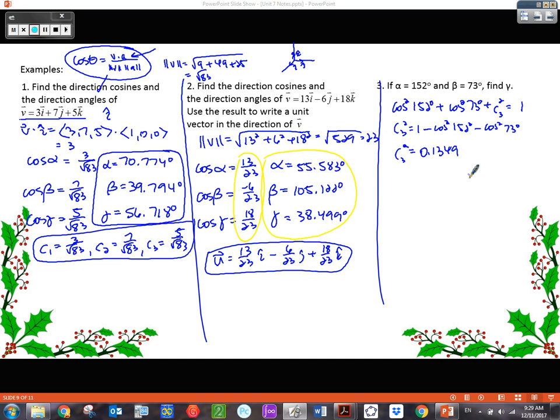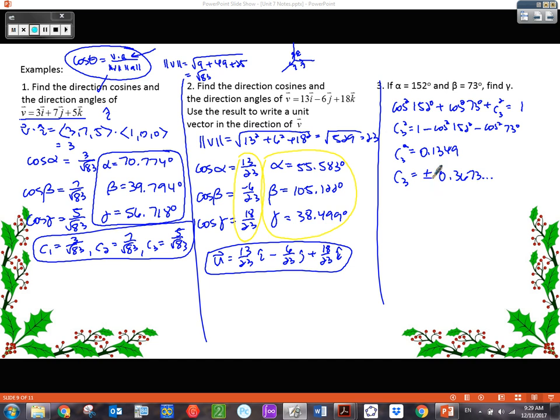Okay, then I square root both sides. Right, so C3 is going to be a plus or minus. I'm square rooting both sides, so this yields a plus or minus 0.3673. And you know, I would leave that in my calculator, all those decimals. So what does this tell me? This tells me I have a positive and a negative. That's just the cosine, right? That's the direction cosine. That's not the direction angle.